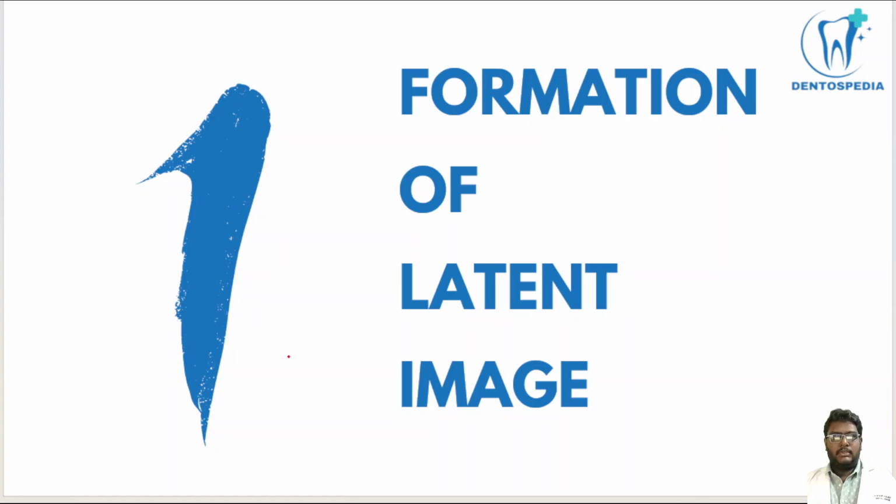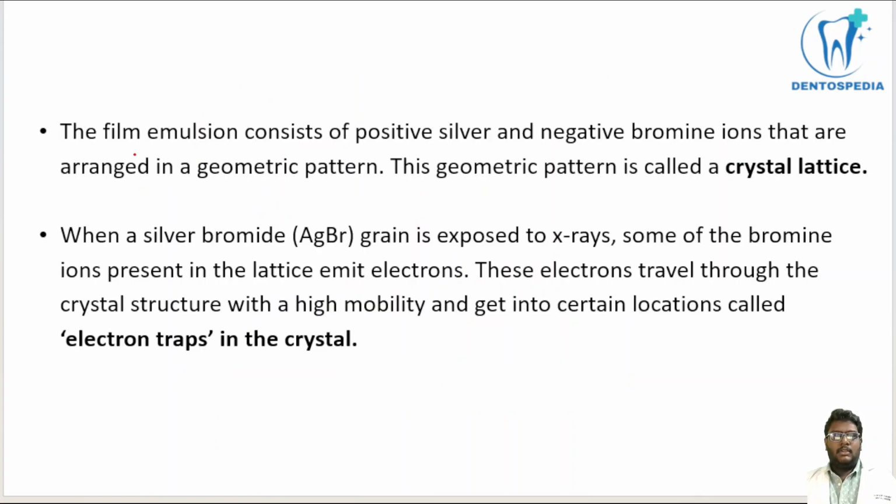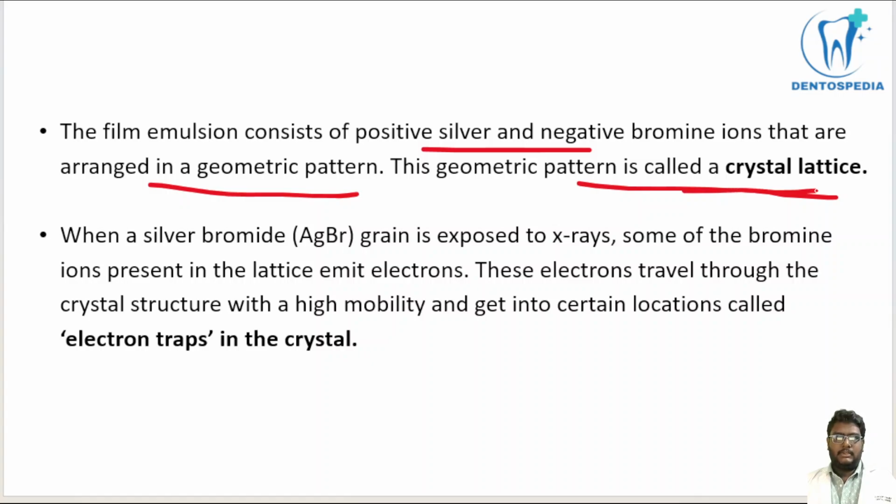So we are dealing with film processing, right? And the formation of latent image is the first step. The film emulsion contains positive silver and negative bromine ions that are arranged in a geometric pattern, and this pattern is called crystal lattice. We have discussed the different layers in the film. Among those layers, the film emulsion layer is a very important layer, and it contains silver halide crystals, mainly silver bromide crystals, arranged in a structure called crystal lattice.